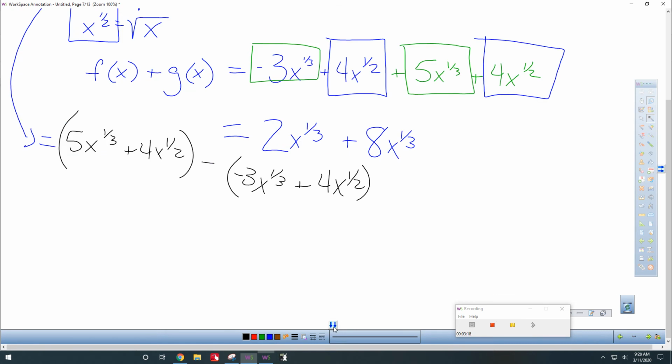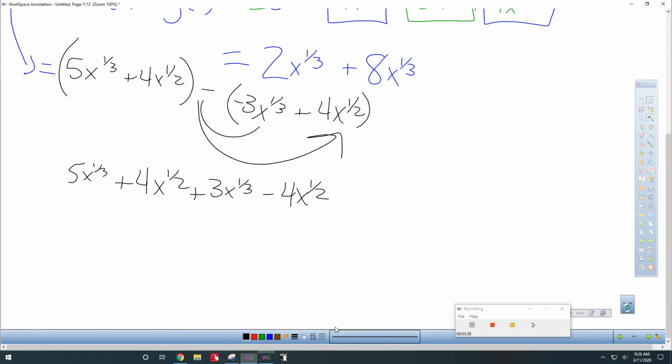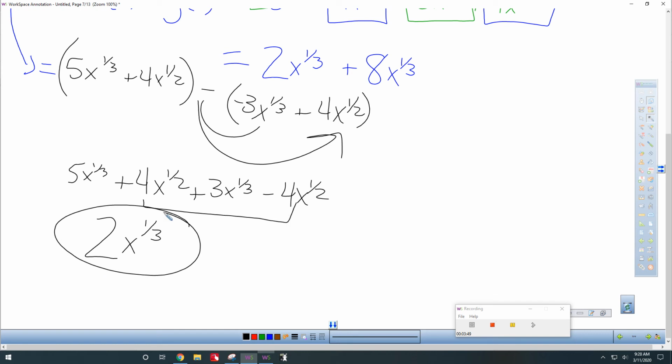Okay? Now, I got to distribute that negative sign to both of those terms. That's what most people usually mess up. So you end up getting 5x to the 1/3 plus 4x to the 1/2 plus 3x to the 1/3 minus 4x to the 1/2. Okay? And you get 2x to the 1/3. This minus that is 0, and that's your answer. Okay?